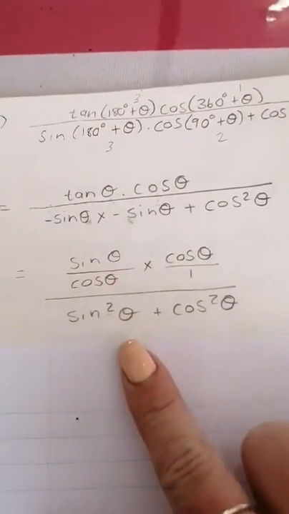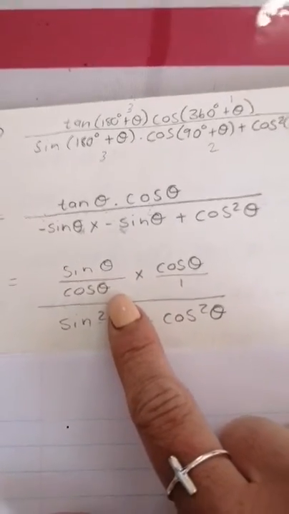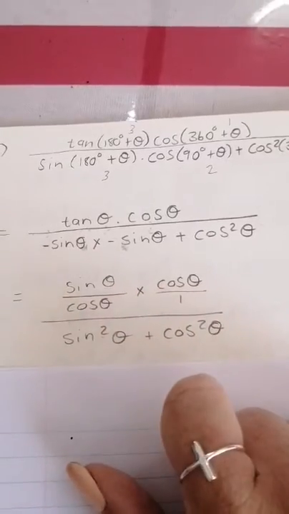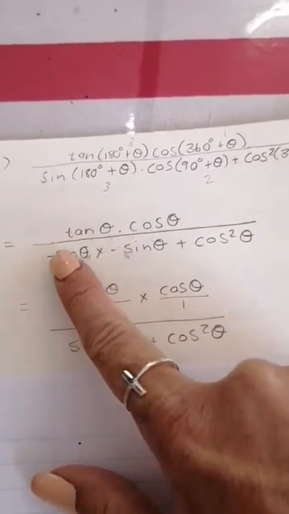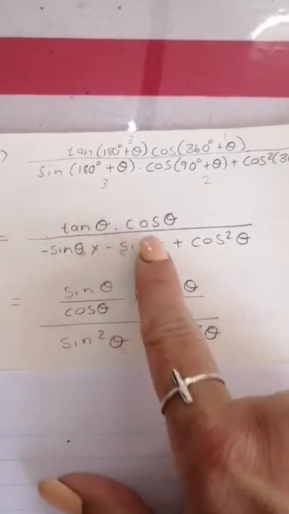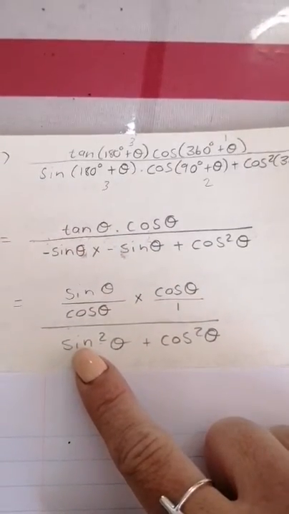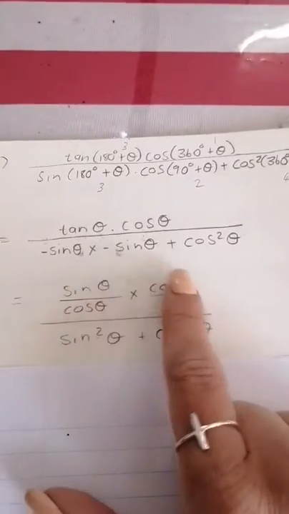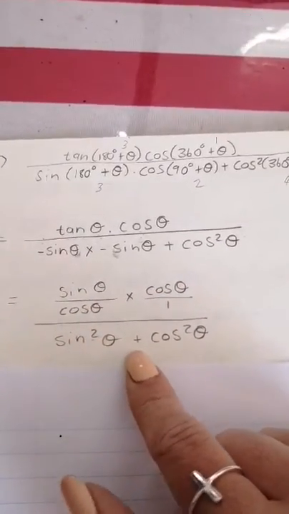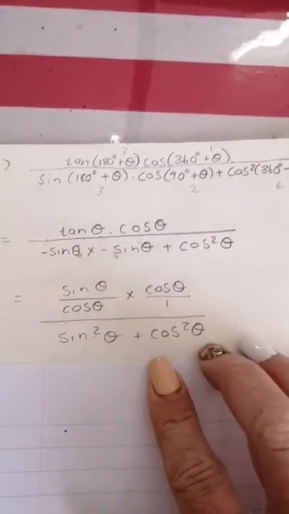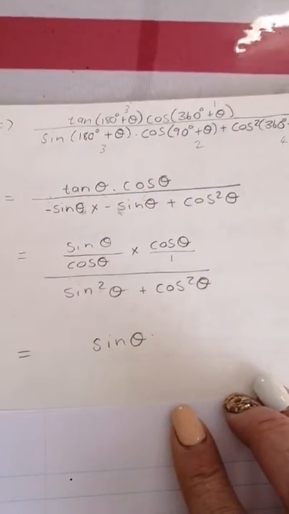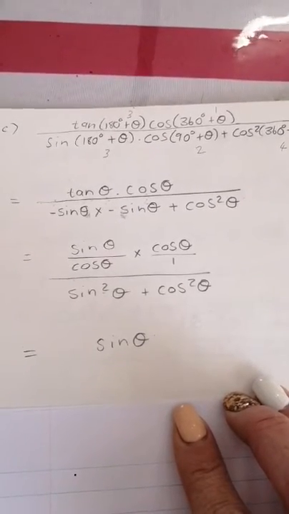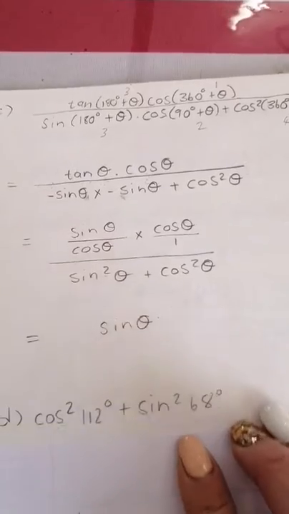So tan, I'm going to change to sin theta over cos theta. That I just put cos theta over 1, so I can see the cos's will cancel out. At the bottom, a negative times a negative is a positive. Sin theta times sin theta is sin squared theta, plus cos squared theta. So the cos's at the top cancel out. And what is sin squared theta plus cos squared theta? It's 1. So I'm left with sin theta. Who got it right? Good. Okay.